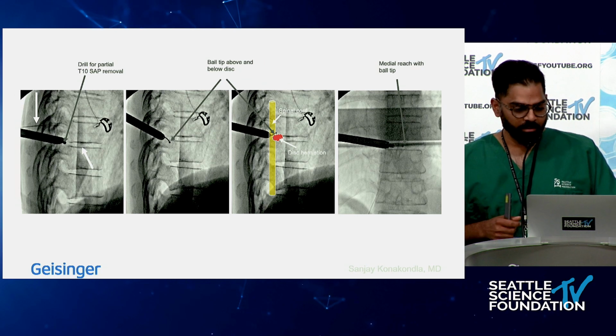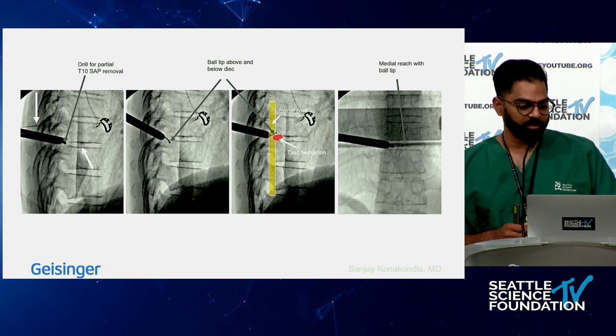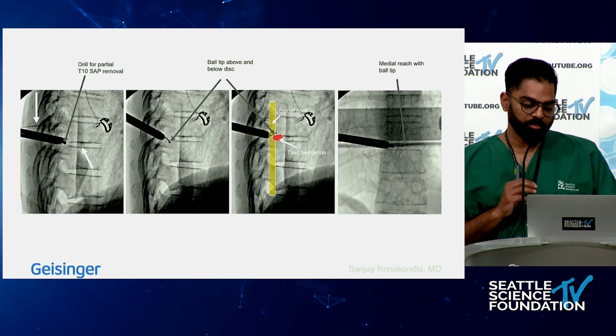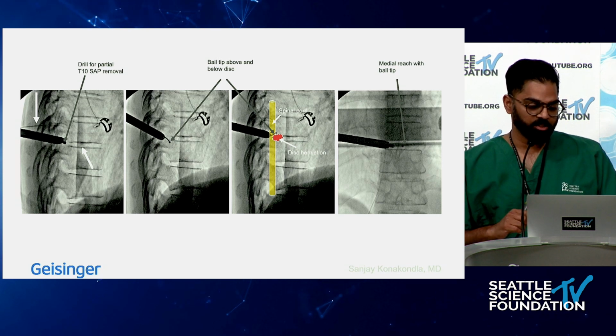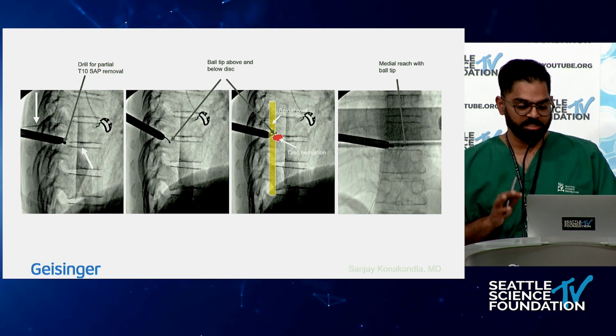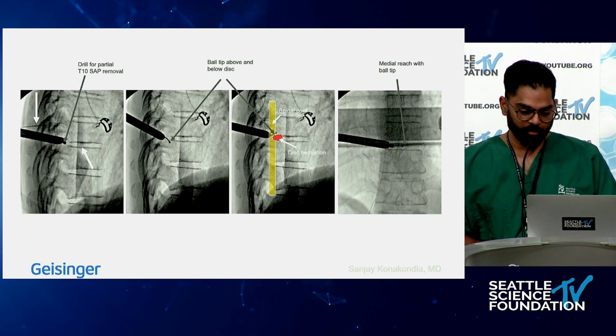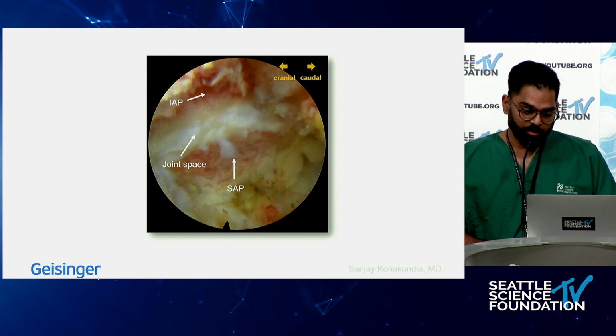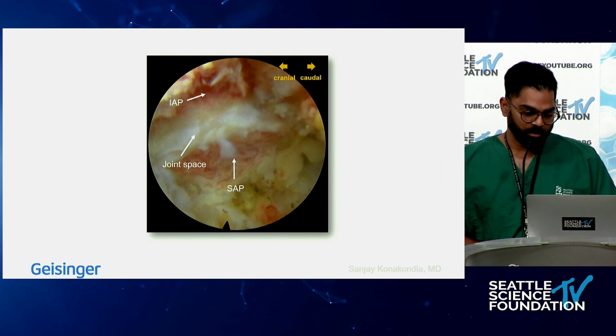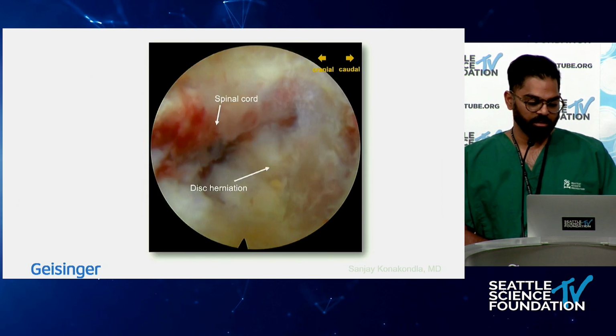Again, that's a spinal needle. It's not going anywhere. Same picture. You're having the drill on that SAP. You drill through the SAP. You take the disc out. You want to feel above and below. That's that medial reach that we're able to see. Some key pictures: IAP, joint space, SAP. Drill off that SAP, then you start getting into the space.